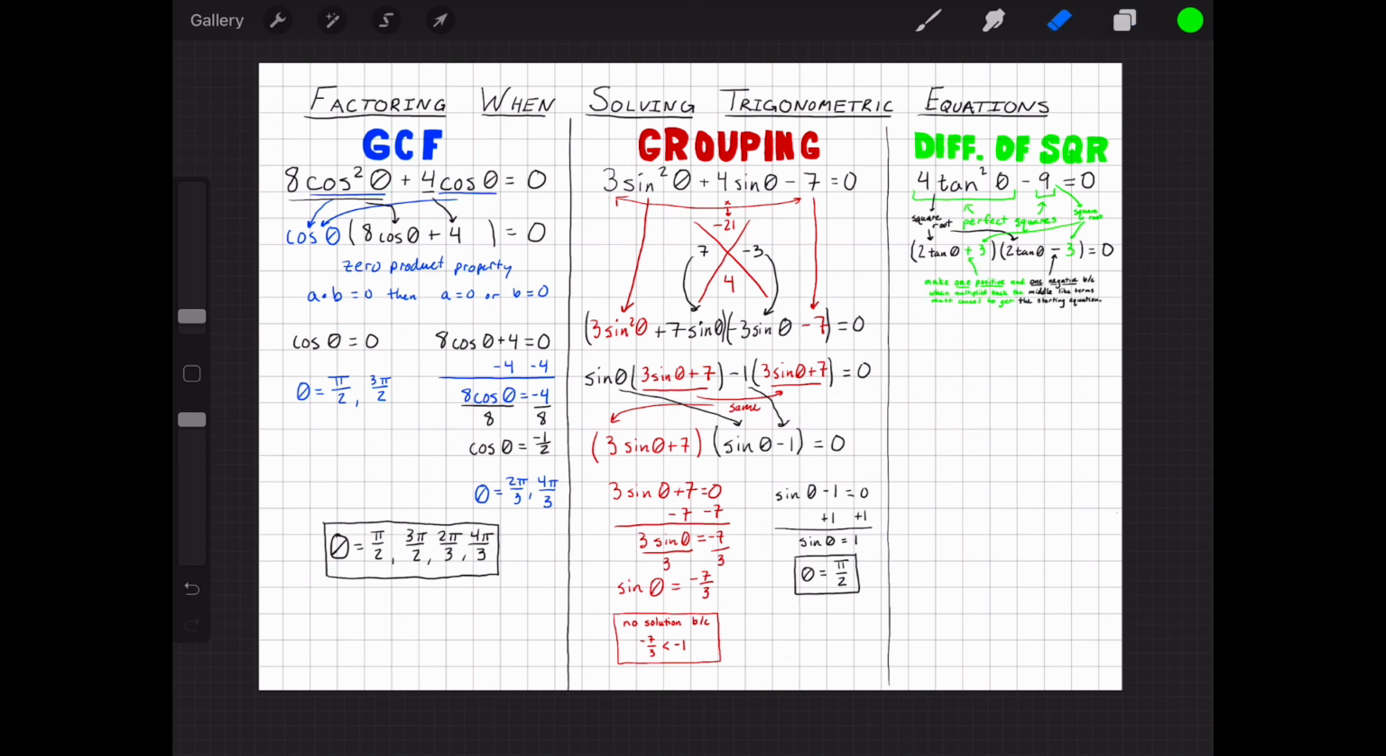To make this work, 1 needs to be plus, 1 needs to be minus. It doesn't matter the order. And then once you have that, you split them up because of zero product property, and you solve. So both of these, I can either add or subtract 3, divide by 2. That gets me my solutions, and I have 4 of them.